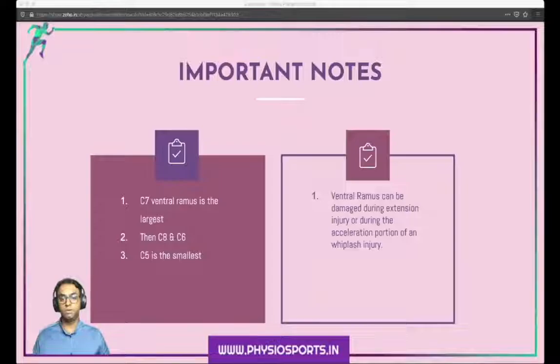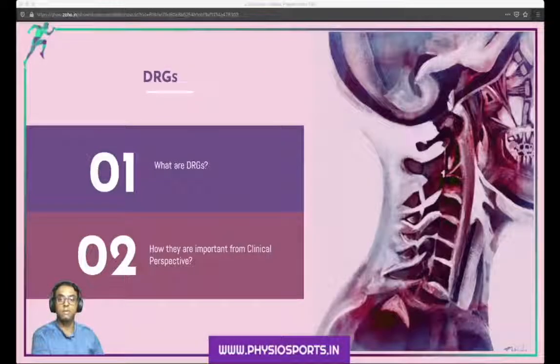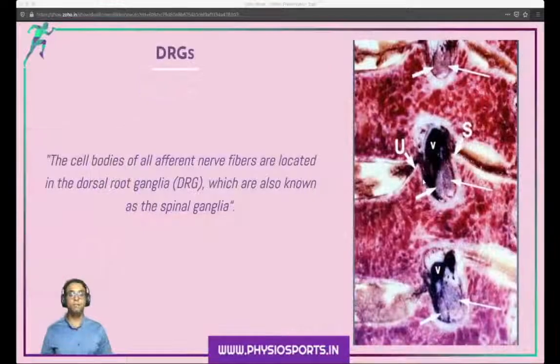Key points to remember: the C7 ventral ramus is the largest, followed by C8 and C6. They are smaller as compared to C7. C5 is the smallest amongst C5, C6, C8, and C7. Let's have a look at the DRGs. The cell bodies of all afferent nerve fibers are located in the dorsal root ganglia, also known as the spinal ganglion.